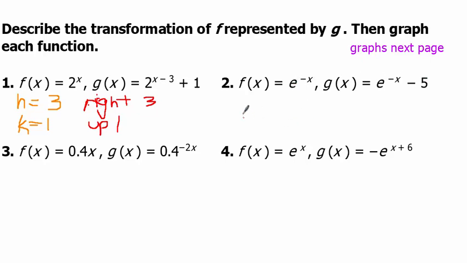The only thing that's changed here is a K. K is -5, down 5.